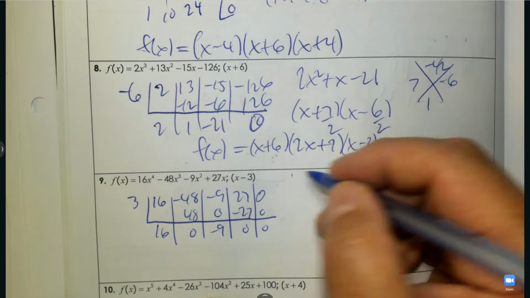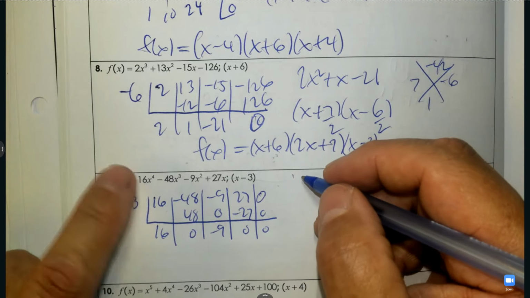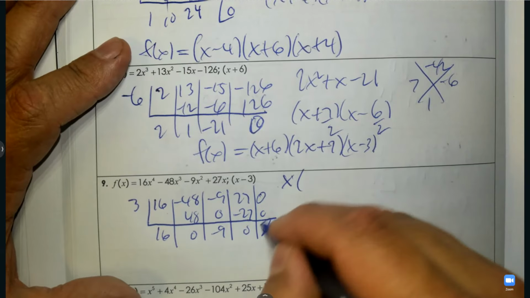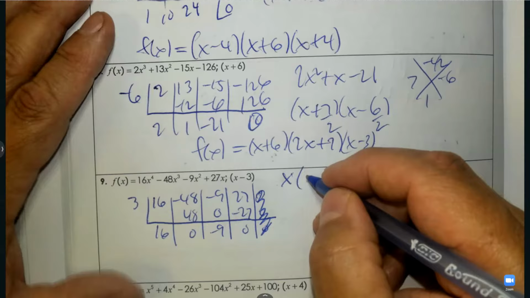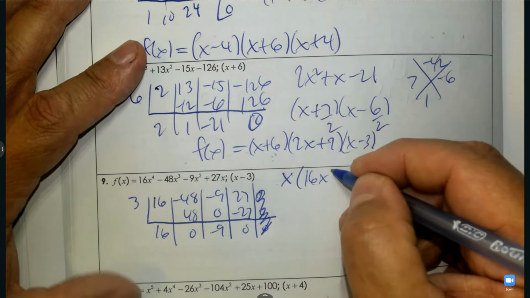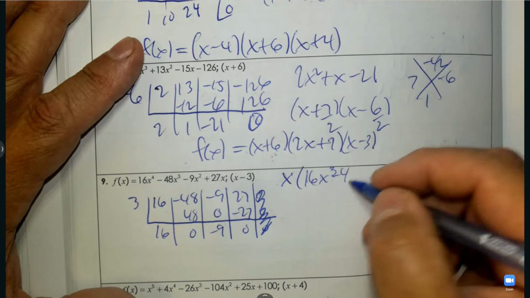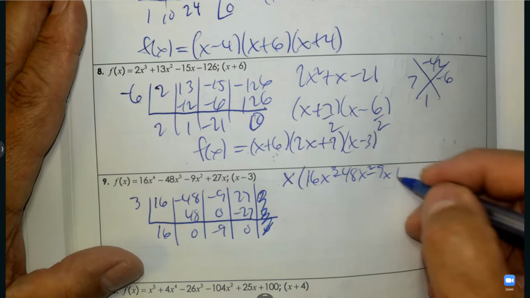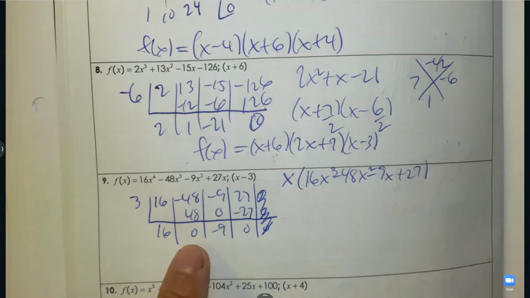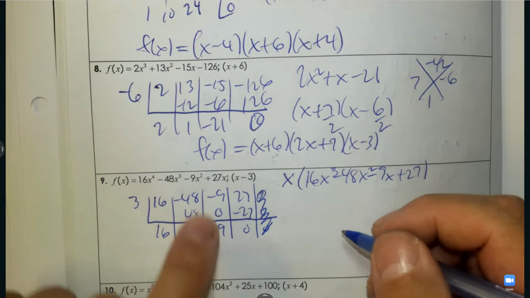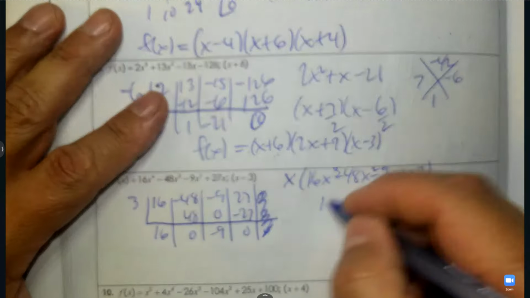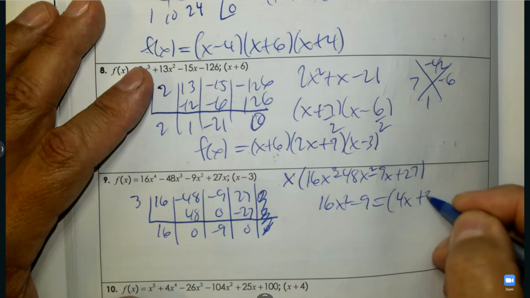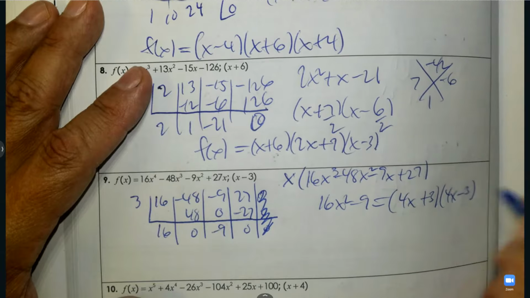So this is, oh, and I could have factored out an x to begin with. Let me do that. So if I factor out an x, then I don't need this line at the end. It would be x, then 6x cubed minus 48x squared minus 9x plus 27. Then it's the same work. And then what's left over is 16x squared minus 9. That's a difference of squares. That's 4x plus 3 and 4x minus 3.